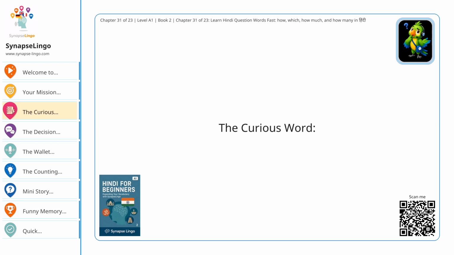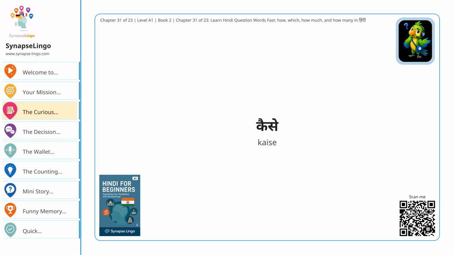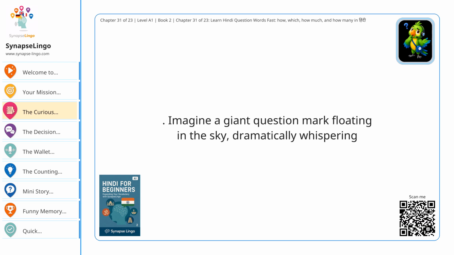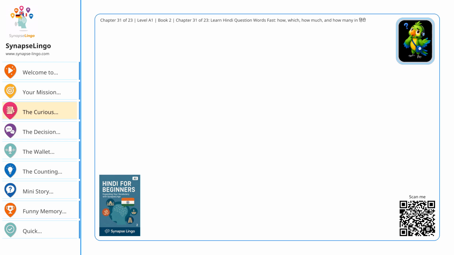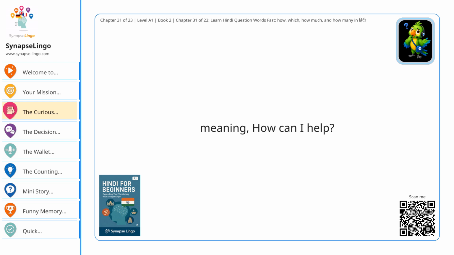The curious word. कैसे? Let us start with the word that appears whenever your brain tilts its head and says, wait. What is happening here? How in Hindi is कैसे? Imagine a giant question mark floating in the sky, dramatically whispering, कैसे? You can say, आप कैसे हैं? Meaning, how are you? Or, ये कैसे काम करता है? Meaning, how does this work? Or, मैं कैसे मदद कर सकता हूँ? Meaning, how can I help?